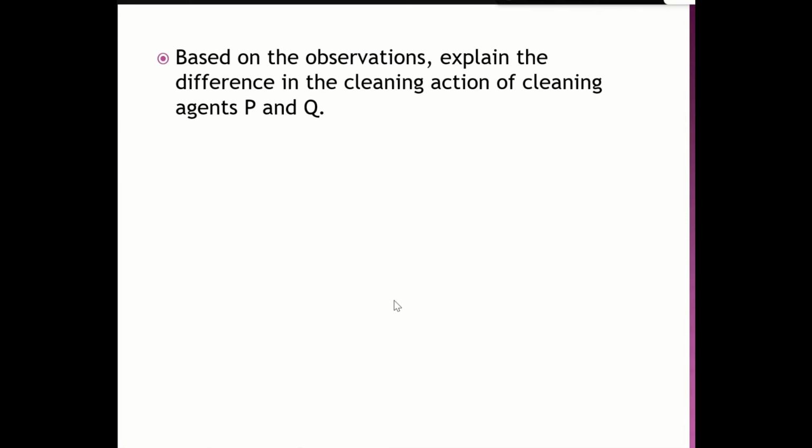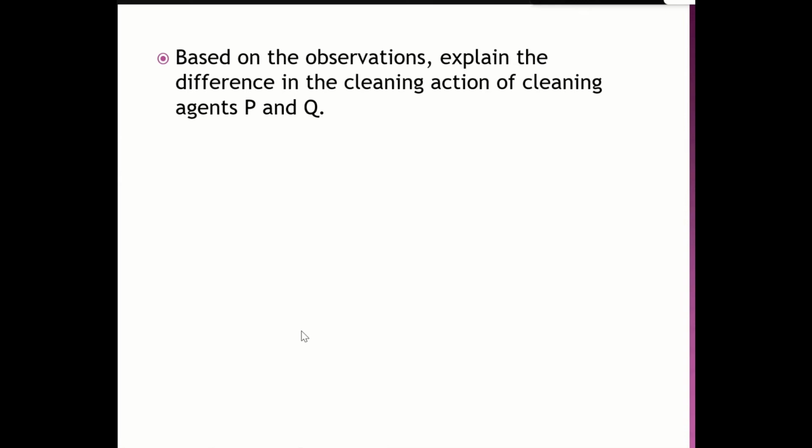So the question here, they want you to explain the differences. Which one is more effective and which one is less effective? So for this question, we will highlight this. The question is: explain the difference. Explain the difference. So we need to give a comment about the cleansing actions of the cleaning agents P and Q.